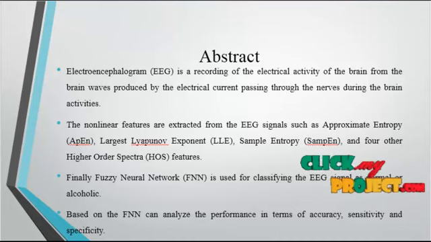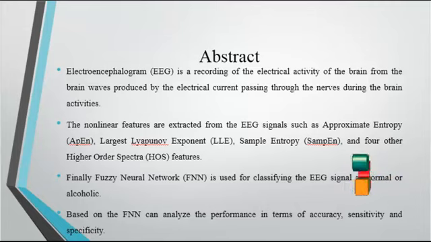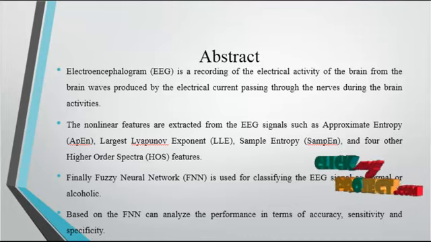Nonlinear features are extracted from the EEG signals, such as approximate entropy, that is the ApEn, largest Lyapunov exponent, that is the LLE, sample entropy, that is the SampEn, and the other features are high order spectra, that is the HOS features. Finally, fuzzy neural networks are used for classifying the EEG signals as normal or alcoholic. The fuzzy neural network's performance is analyzed in terms of accuracy, sensitivity and specificity.